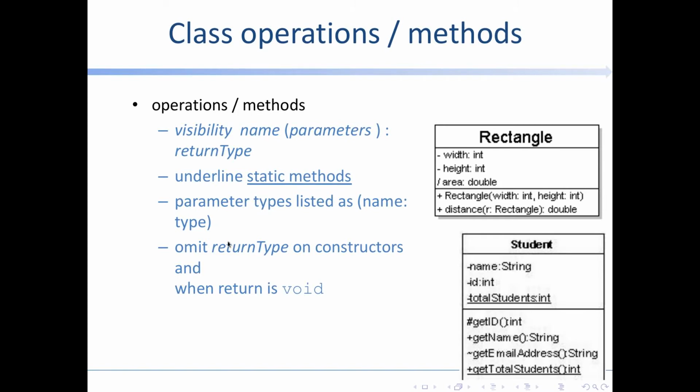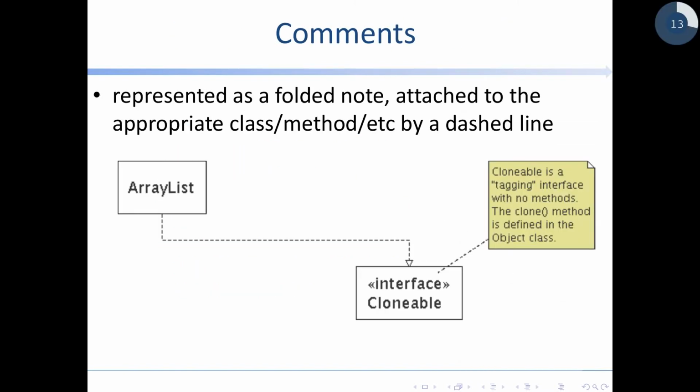Here the parameters are listed. Now, return type does not exist for constructors, right? So Rectangle returns the type Rectangle object. We know that, and we don't have to write it again in here. And also if some method returns void, then you don't write anything in there. Next slide.